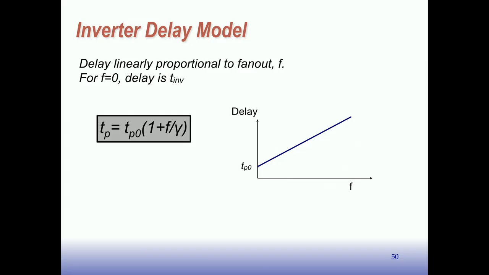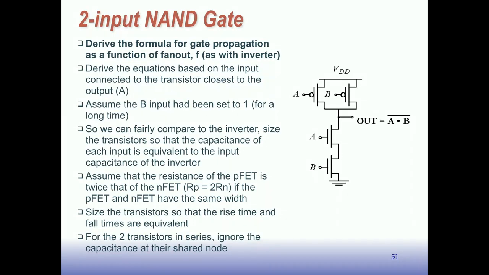Now, the next step will be to do the same type of analysis for logic gates. I'm not going to do it now because I want you fresh, able to follow it. It gets a little bit complicated. But what we're going to do then is derive the formula for gate propagation delay as a function of fan out F, as with the inverter, but for this circuit. And then we'll do it for the NOR gate, right?